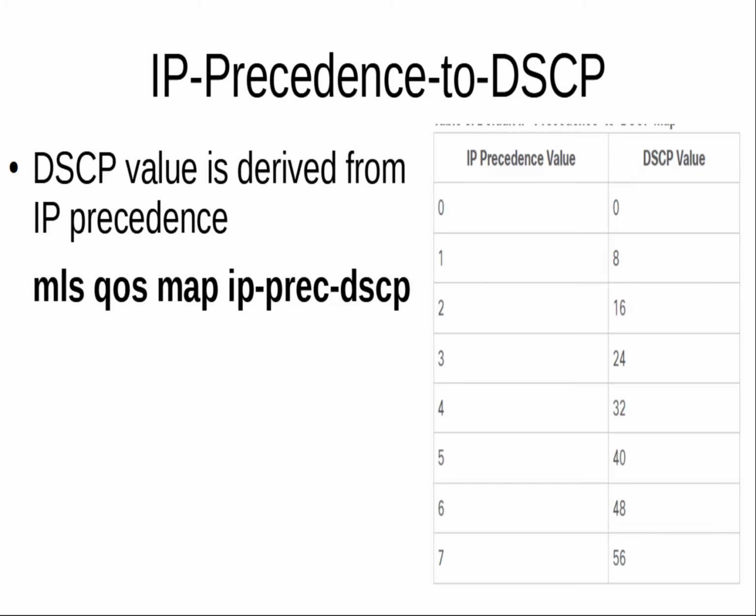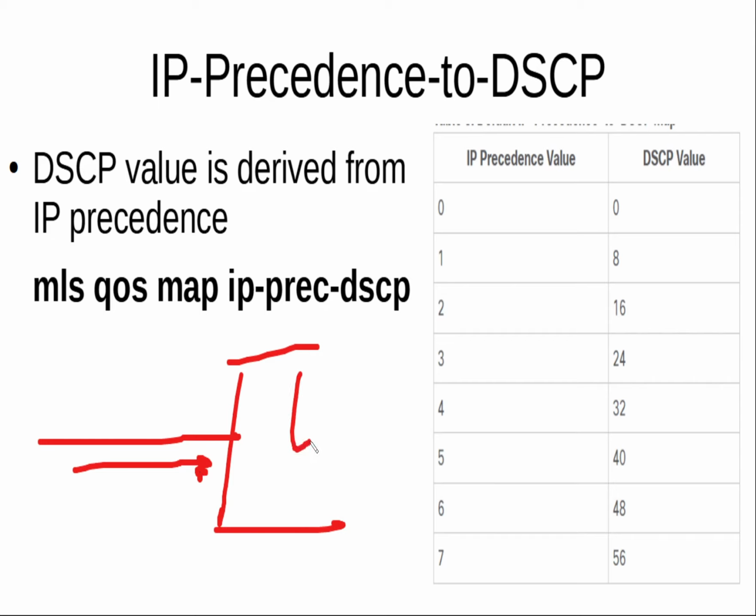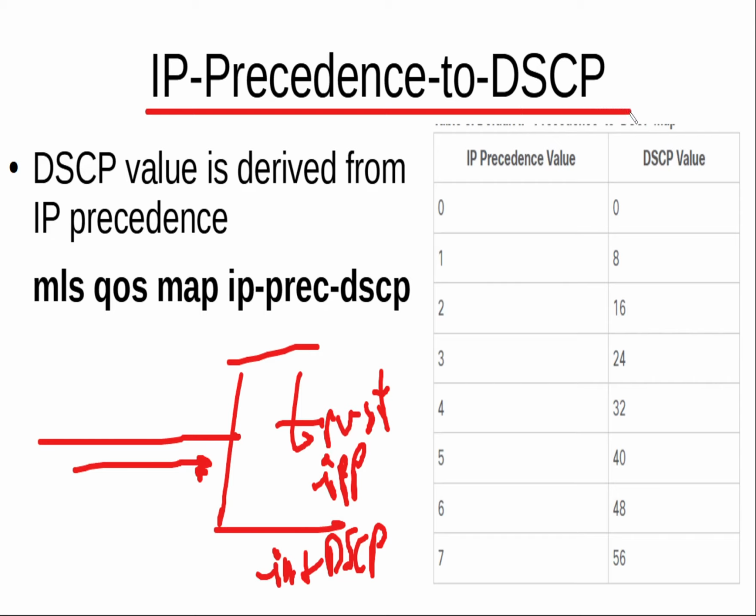And what happens if you are trusting IP precedence? Where are we going to figure out the internal DSCP value that we have been talking about? We are going to use this IP precedence to DSCP map, which happens to have these defaults. You can change these defaults with this command.